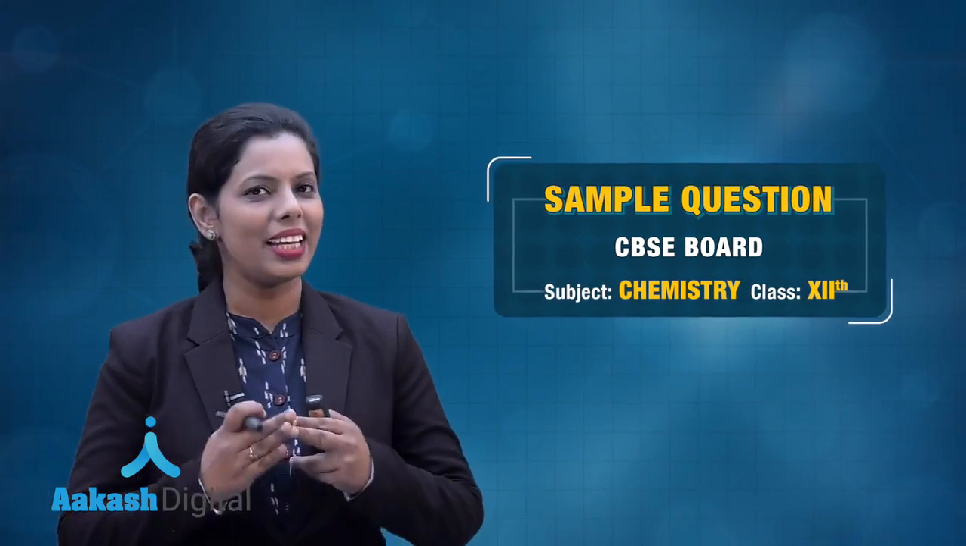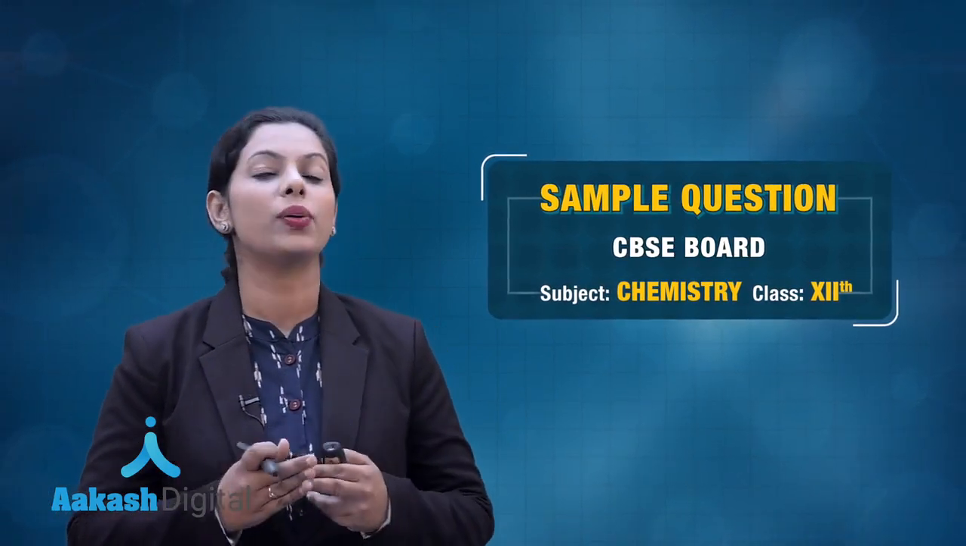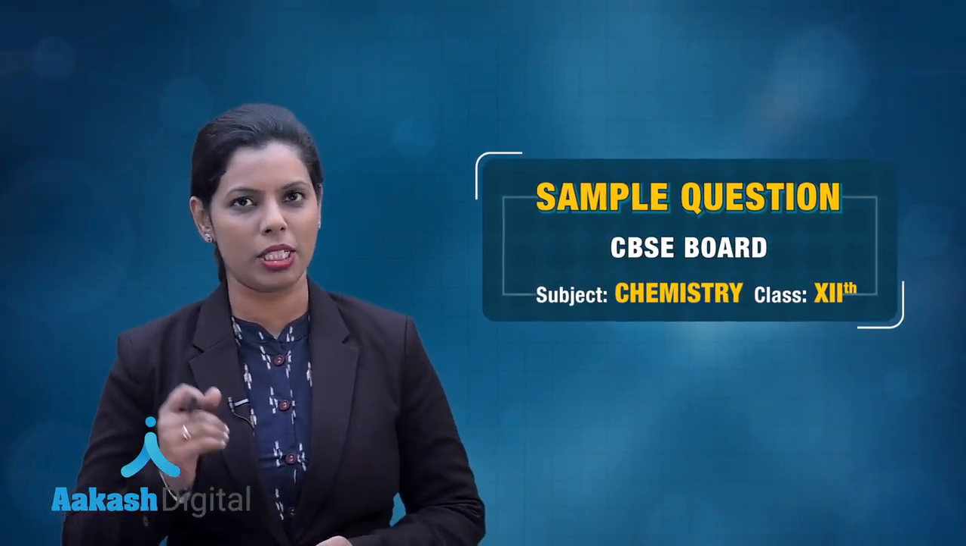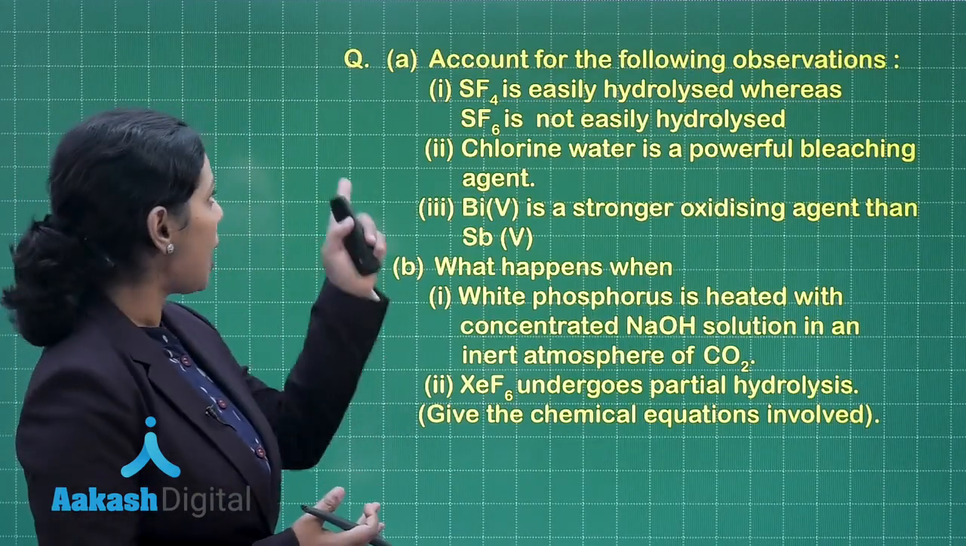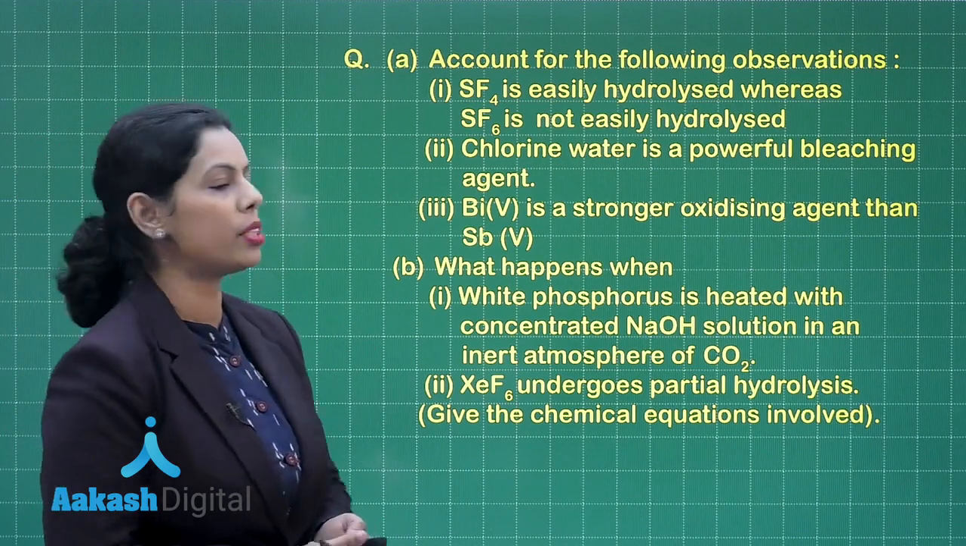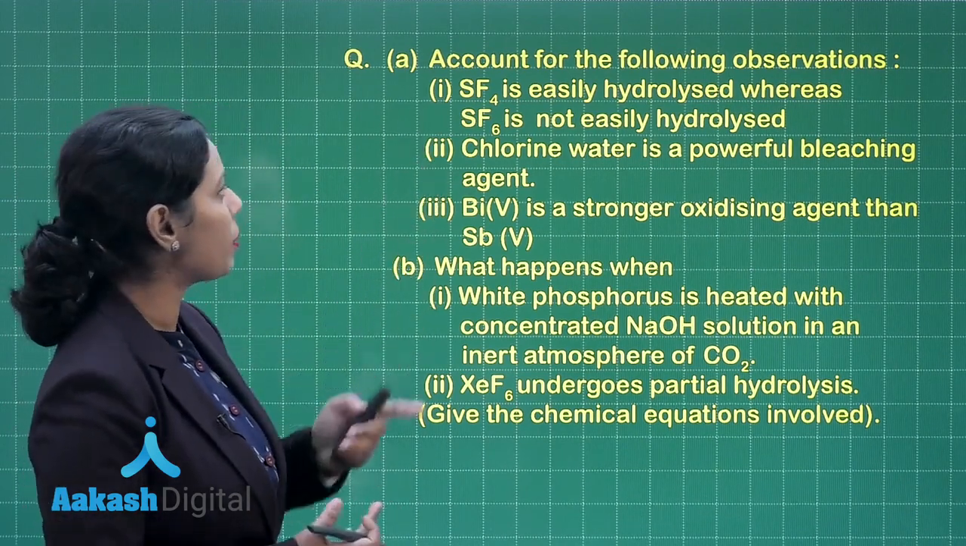Hi everyone, let's take one question from the class 12 CBSE sample paper of chemistry. Here I have this question. This question has two parts. In part A, account for the following observations, and here three segments are given.